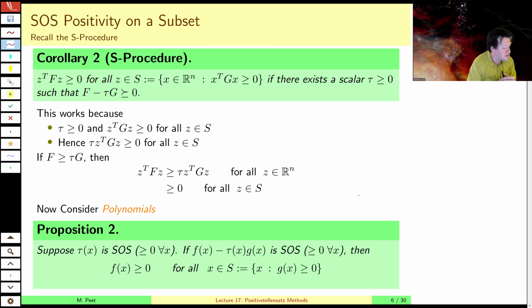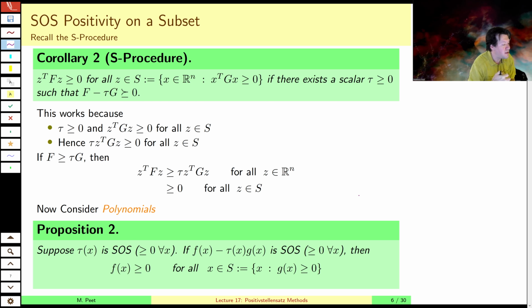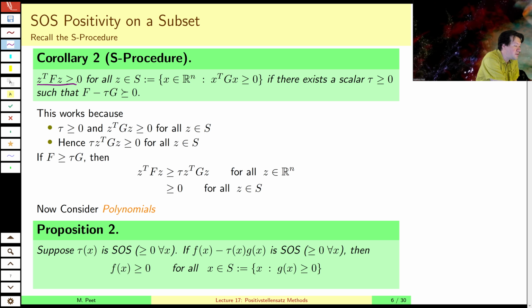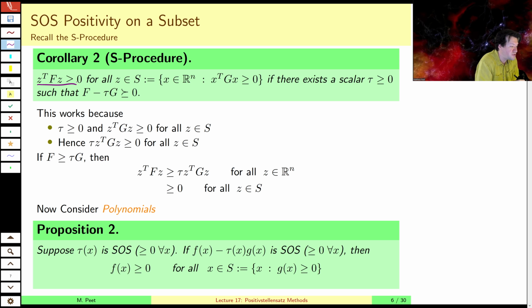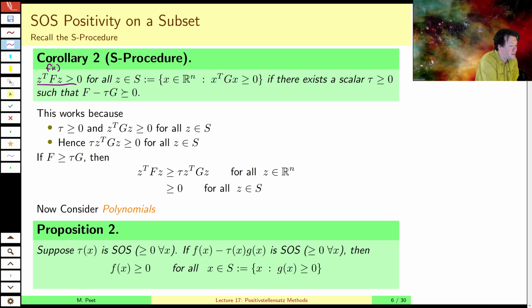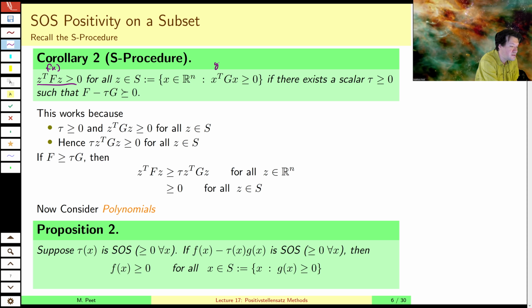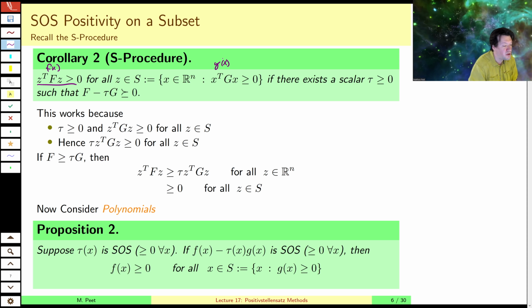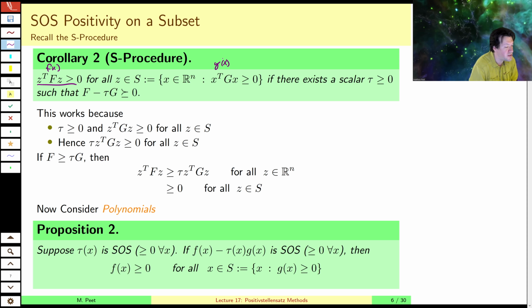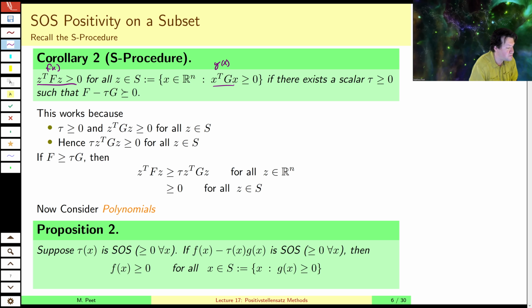So let's set the stage. Let's consider the S procedure. What did that do? How did that work? In this case, we were looking for positivity of this quadratic function. So this is our f of x, on a set, again, a semi-algebraic set defined by a single polynomial inequality, which was quadratic: g of x greater than or equal to 0, where g of x is x transpose G x.